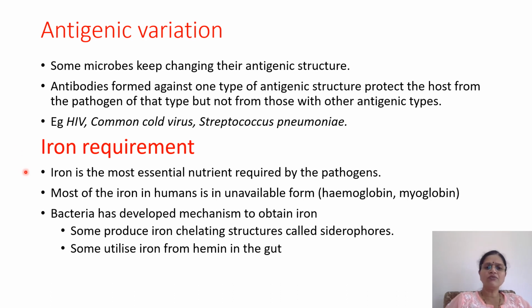Okay. And the last virulence factor is iron requirement. One of the important nutrients necessary for the survival of this pathogen in our body is iron. This is the most essential nutrient required by the pathogen. But when the pathogen enters the body, iron will not be available to it easily, because the iron present in our body is in bound form, either as hemoglobin or as myoglobin.